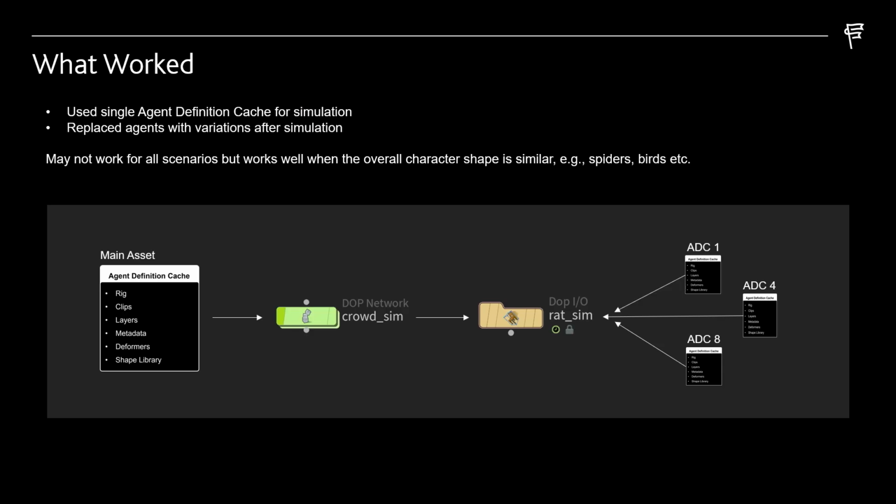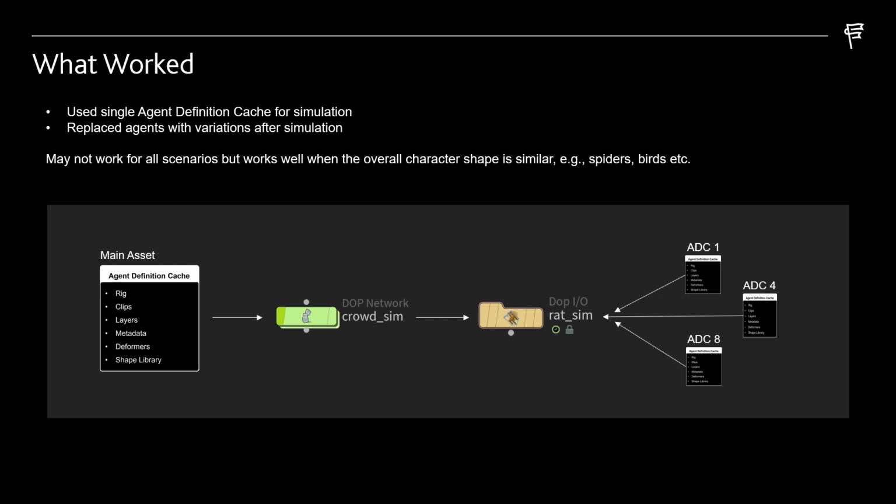When you write out your simulations, the agent data is intact unless you kill all the attributes and bake down your geometry. So we leveraged that feature and kept using a single agent. We did our simulations, and then post-simulation, when we were done writing out the caches, we replaced the single agent definition cache with multiple caches.